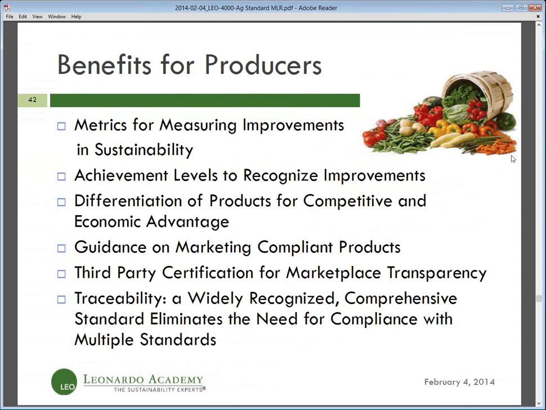What are the benefits for producers? The benefits of Leo 4000 are that it provides metrics for measuring improvements in sustainability, achievement levels to recognize improvements, differentiation of products for competitive and economic advantage, guidance on marketing compliant products, third-party certification, so we are avoiding greenwashing, and traceability. We have a widely recognized comprehensive standard that eliminates the need for compliance with multiple standards.